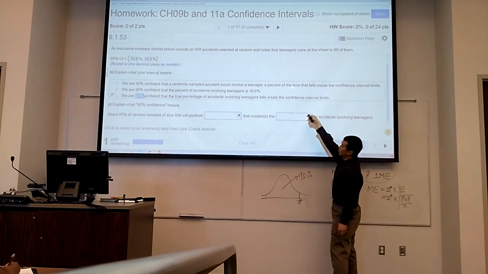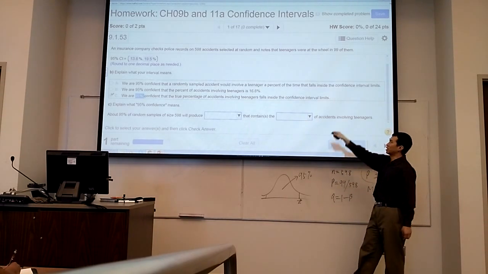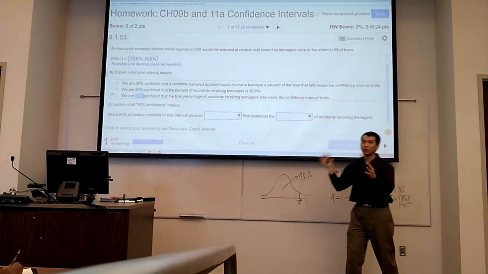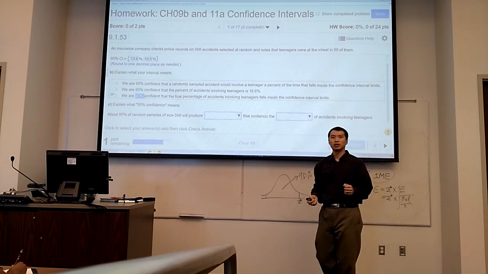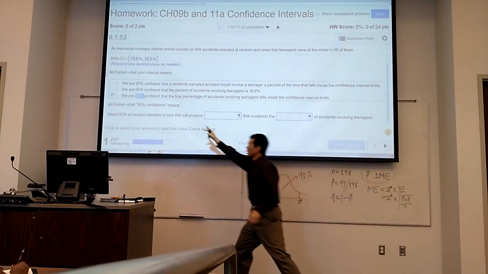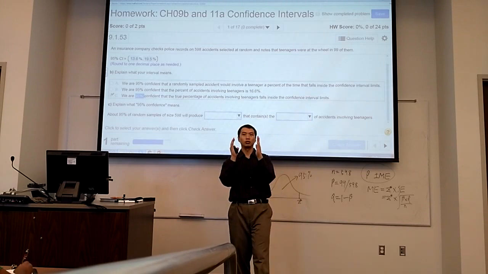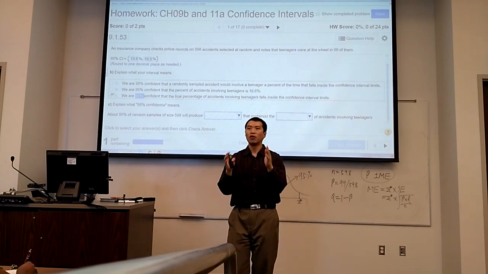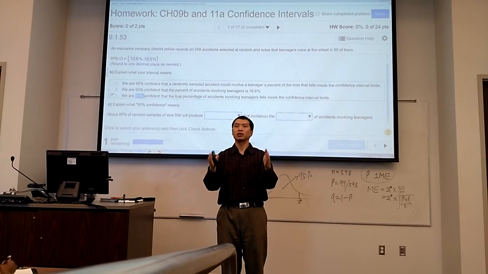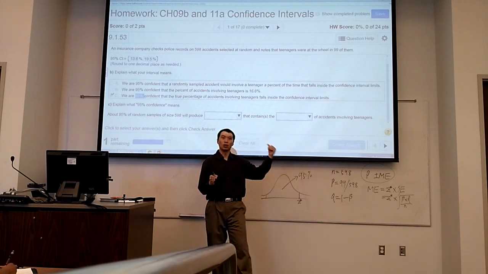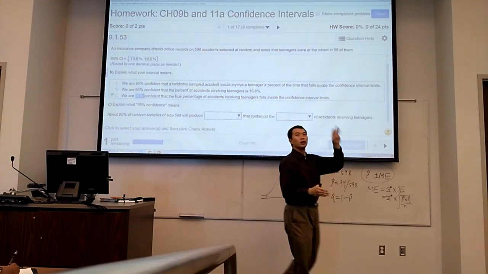The third component you need to mention is that it falls inside of the interval. That means we are a certain level of confidence that the true population parameter falls into this constructed interval. This is how we explain or describe a confidence interval. Three elements.